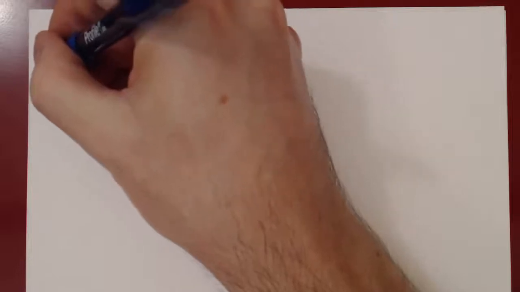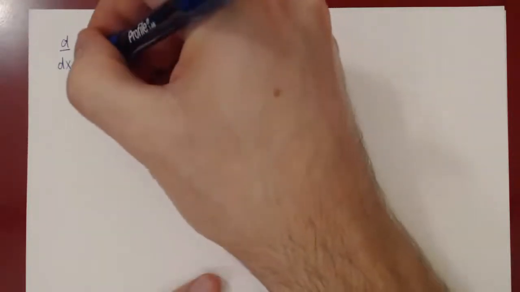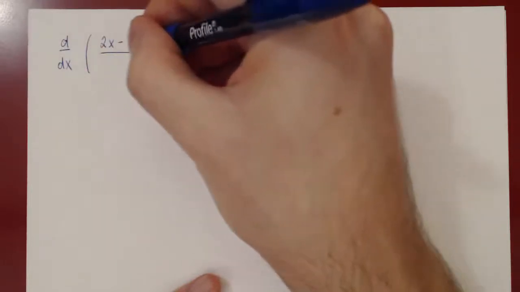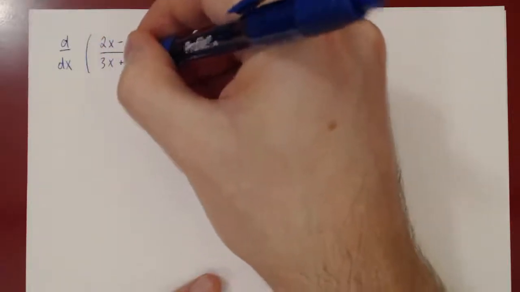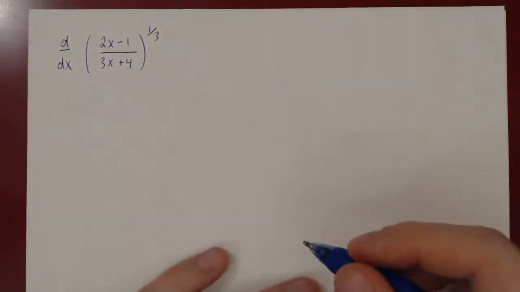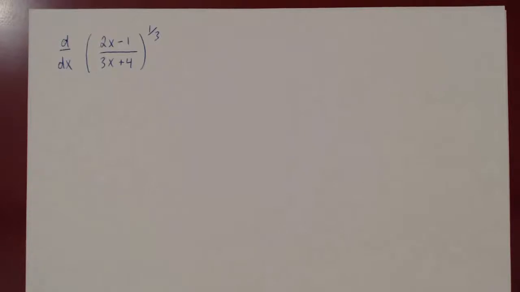So what if we asked for the derivative of, say, 2x minus 1 over, let's say, 3x plus 4 to the power of 1/3? Well, we have a composition. What is the outside function?